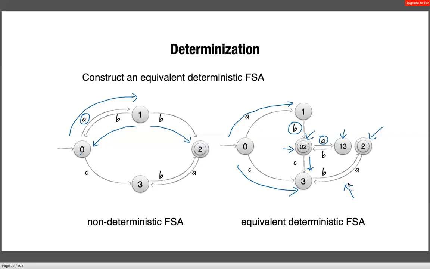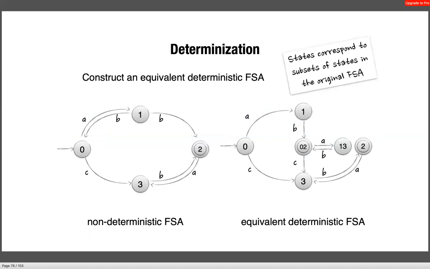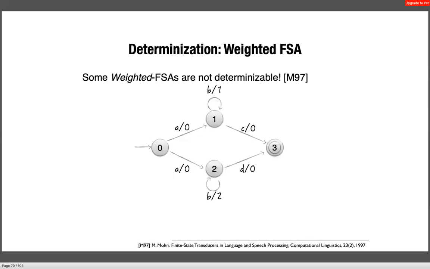Okay, so this is all well and good, right? And I mentioned that for unweighted finite state acceptors, you can always construct an equivalent deterministic finite state acceptor. And the states correspond to subsets of states in the original finite state acceptor. Now, when you move to weighted finite state acceptors, it turns out that there are some weighted finite state acceptors which are not determinizable. Okay, so here's an explicit example, which is a weighted finite state acceptor, and this is not determinizable. Okay, so this is a non-deterministic weighted finite state acceptor.